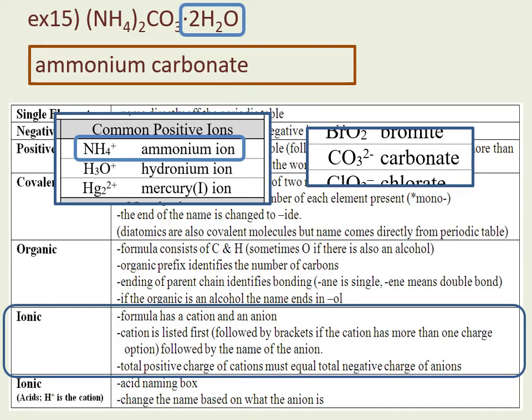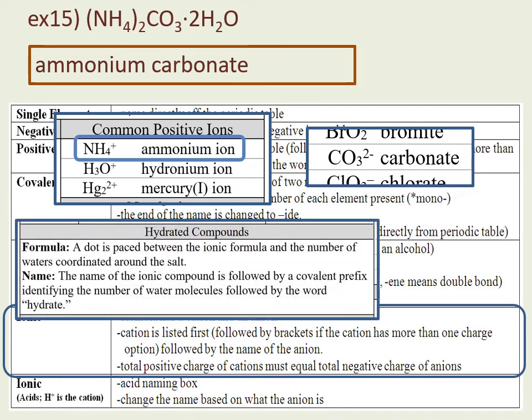Also, on my sheet in my data tables, I find this box. It says hydrated compounds. In the formula, a dot is placed between the ionic formula and the number of waters coordinated around the salt. And that's what we see. We have our salt of ammonium carbonate and then dot 2H2O. Now we are doing the naming part. So it says in the name of the ionic compound, it's followed by a covalent prefix identifying the number of water molecules followed by the word hydrate.